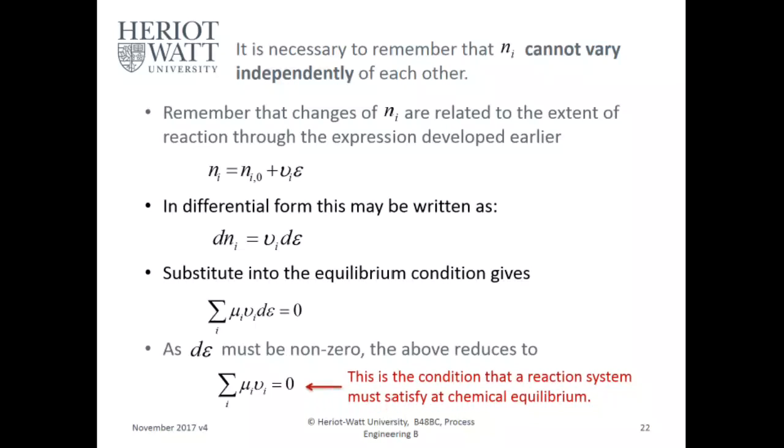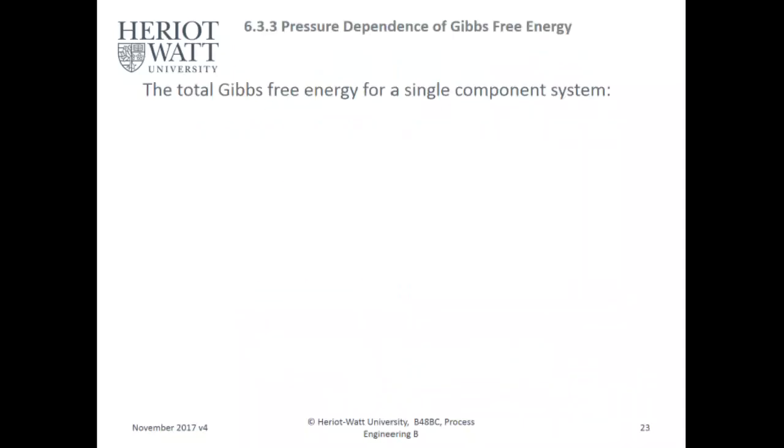This is the condition that a reaction system must satisfy at equilibrium. So at equilibrium, the sum of mu i Vi equals 0. And what is needed is mu i as a function of T and P. Yeah, we know that already.